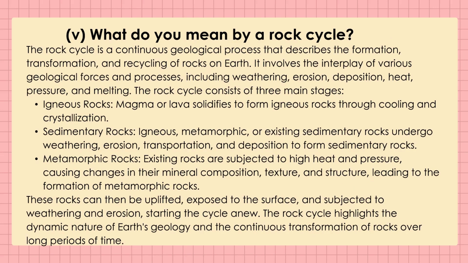What do you mean by a rock cycle? The rock cycle is a continuous geological process that describes the formation, transformation and recycling of rocks on Earth. It involves the interplay of various geological forces and processes, including weathering, erosion, deposition, heat, pressure and melting. The rock cycle consists of three main stages. First one, igneous rocks. Magma or lava solidifies to form these rocks through cooling and crystallization.